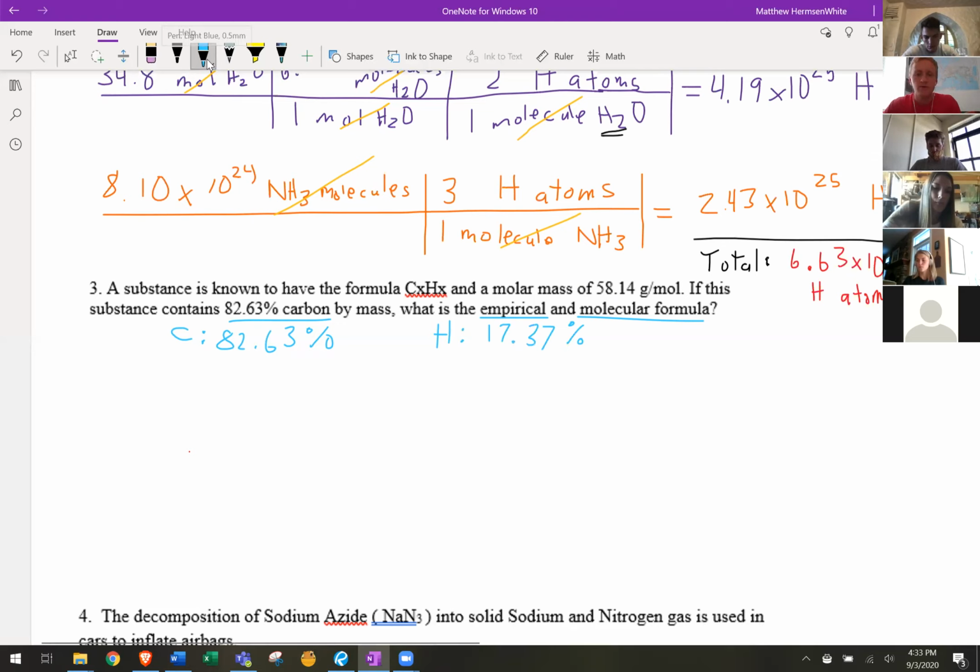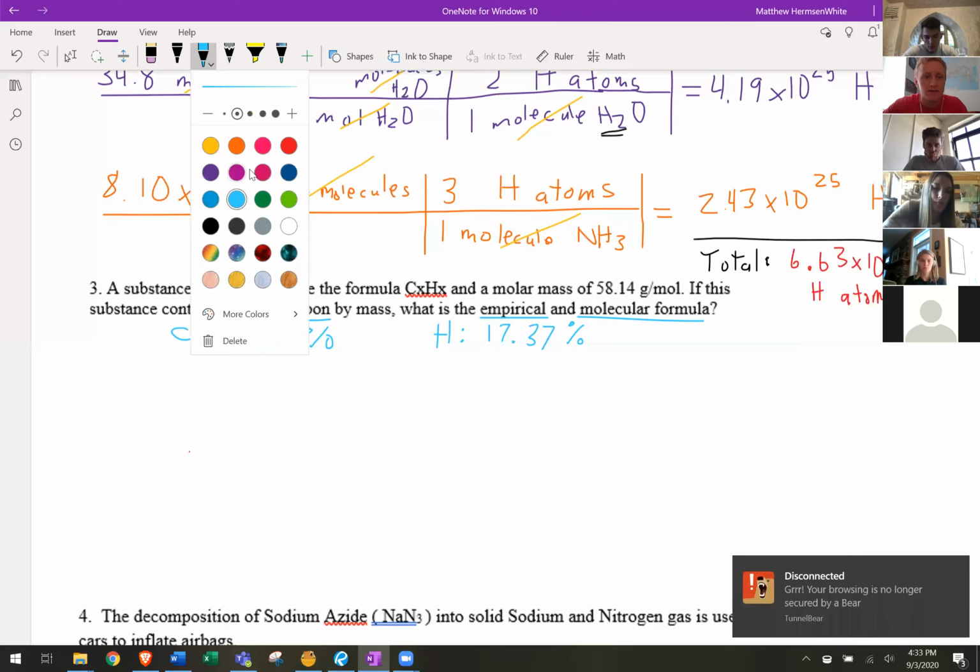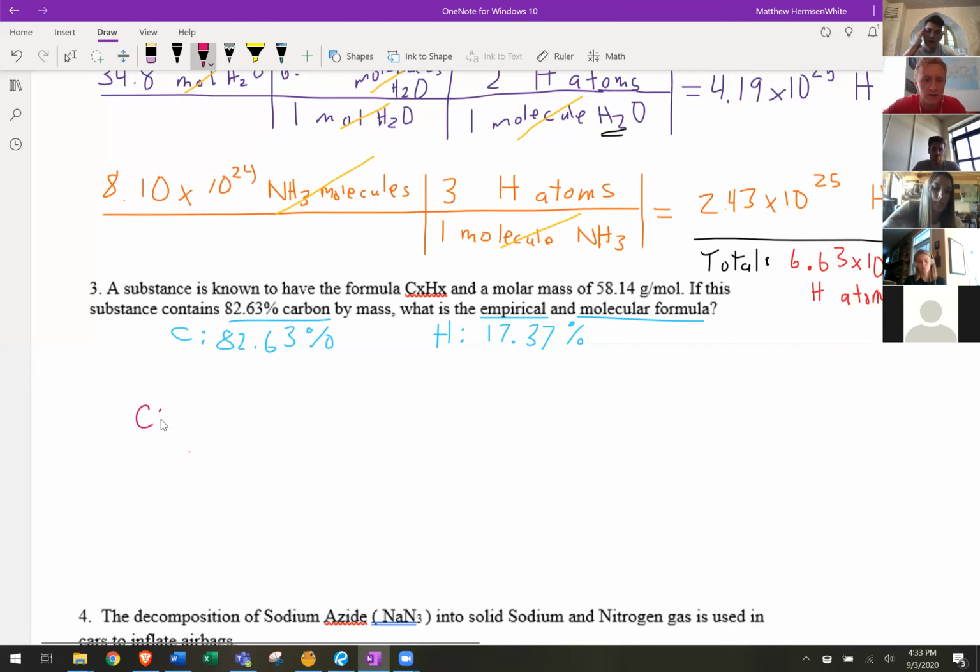So now how do we find the chemical formula here? Can you guys hear me okay? Yep. Okay, so here's how we do this. You take the carbon, and we want to assume that we have 100 grams. So that would be 82.63 grams. And then hydrogen, again, we're going to do the same thing. Assume that this is 17.37 grams. And we're going to divide these by their individual molar masses.